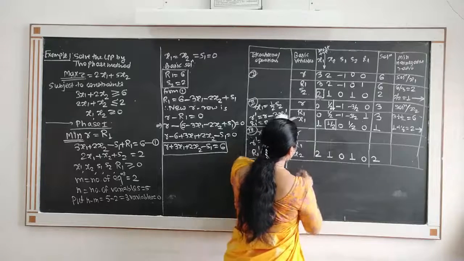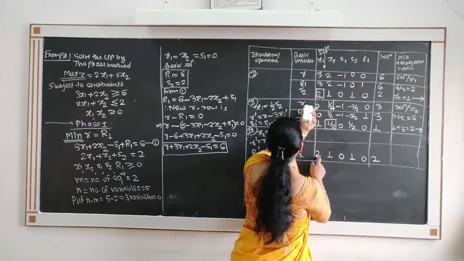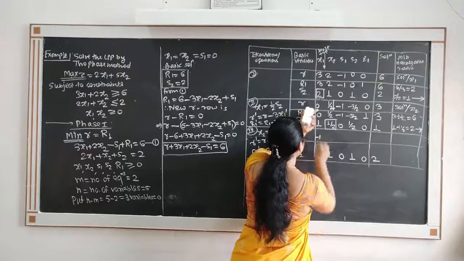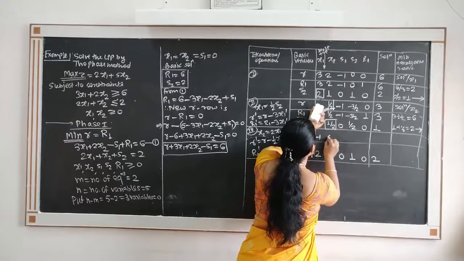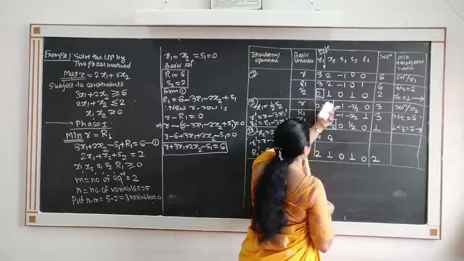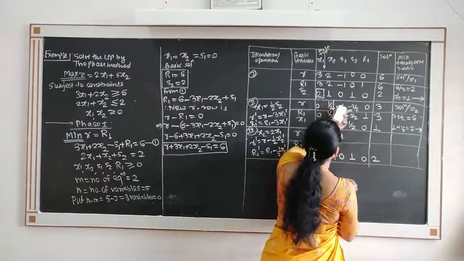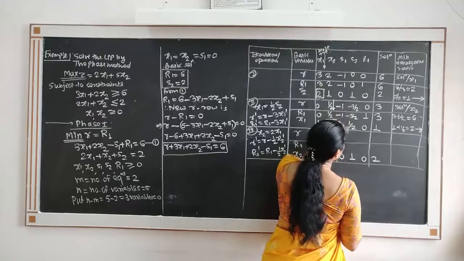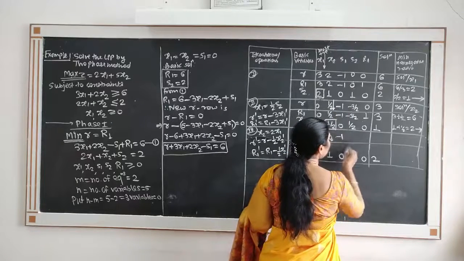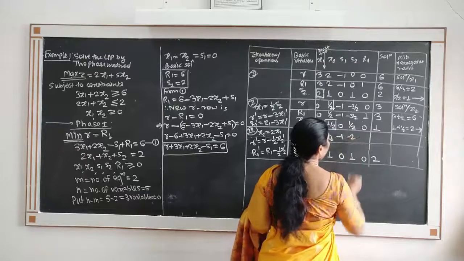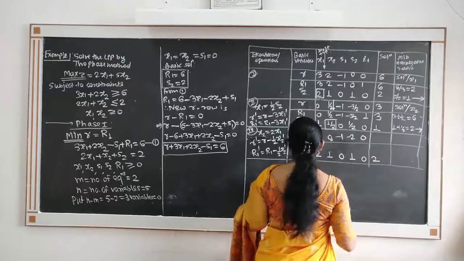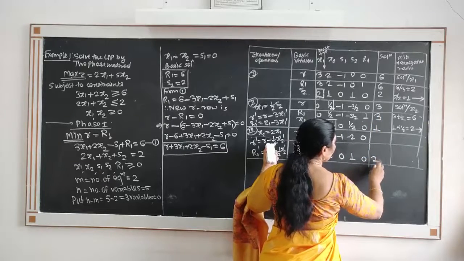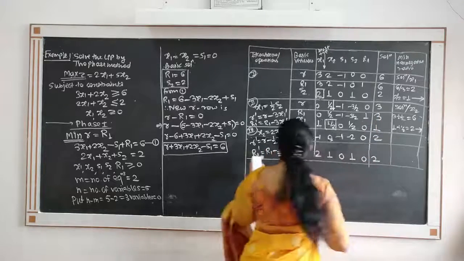R dash is equal to R minus 1 by 2. This minus 1 by 2. So 0 minus 2 into 1 by 2 minus 1. 1 by 2 minus 1 by 2 becomes 0. Minus 1 remains as it is. Minus 3 by 2 minus 1 by 2, minus 4 by 2, so minus 2. And 0 minus 0, 0. 3 minus 1 by 2 times 2, that is 3 minus 1 becomes 2.